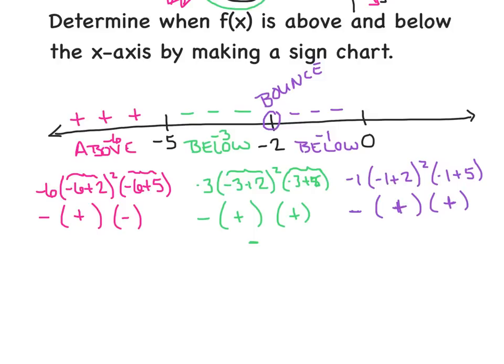Let's get one more color here. All right, for the last interval, I'm going to pick a positive 1. I'm going to substitute it into the original equation. 1 plus 2 squared times 1 plus 5. And what I'm getting is a positive 1 times a positive 9 times a positive 6. And if I multiply three positives, I get a positive answer. So the graph lies above the x-axis. So let's see what this looks like if I graph it.